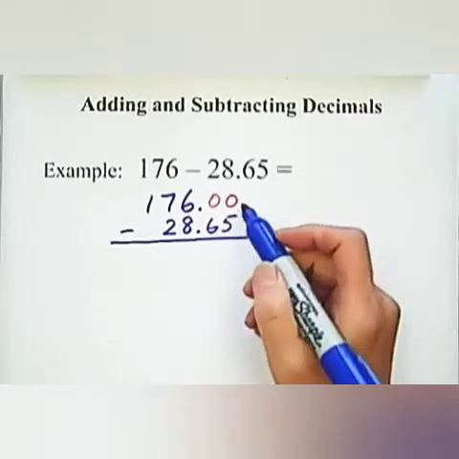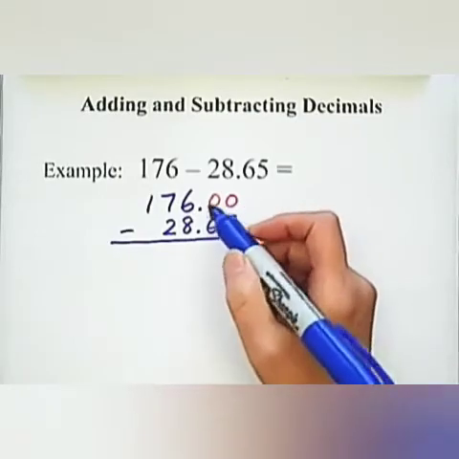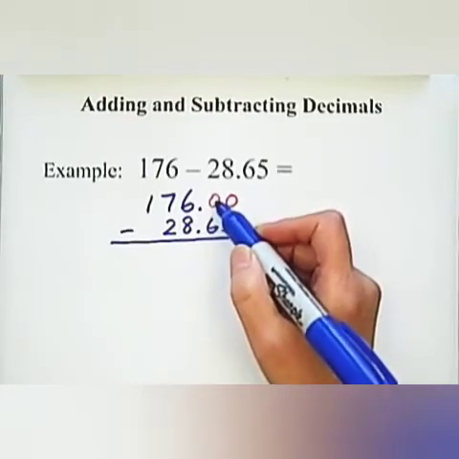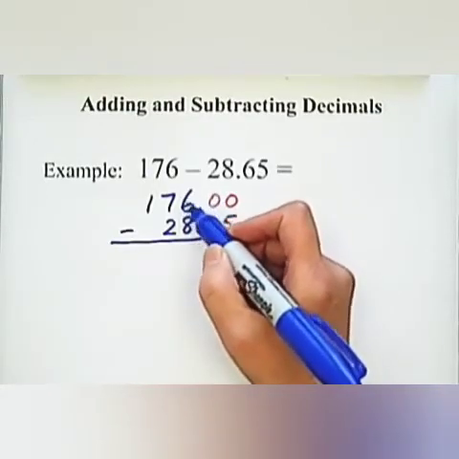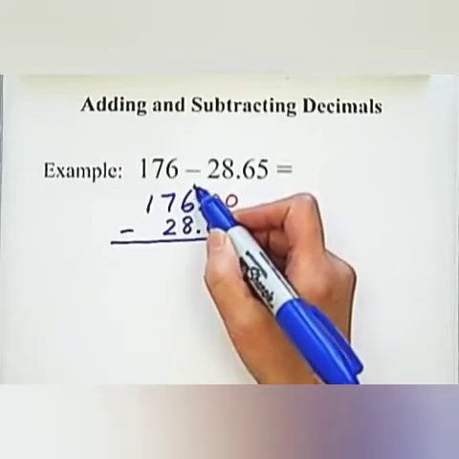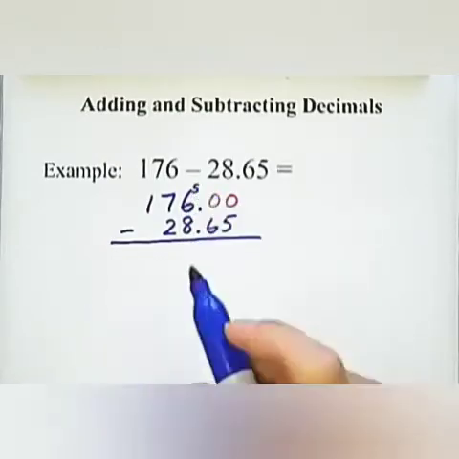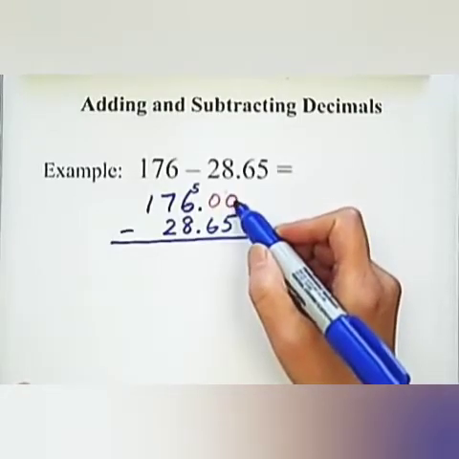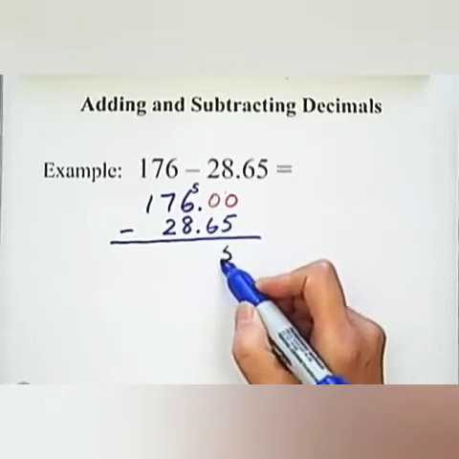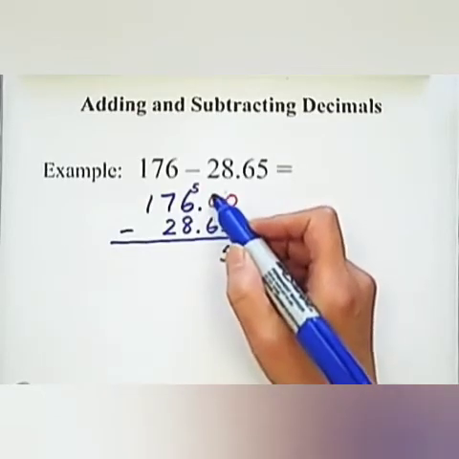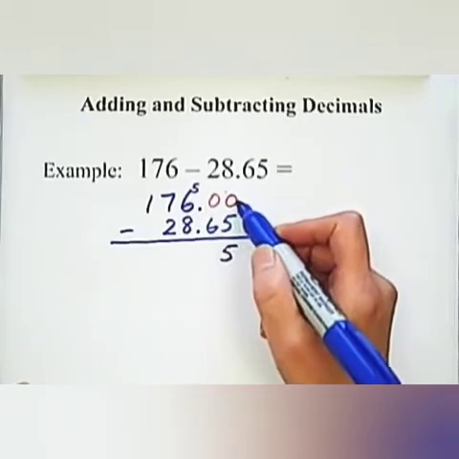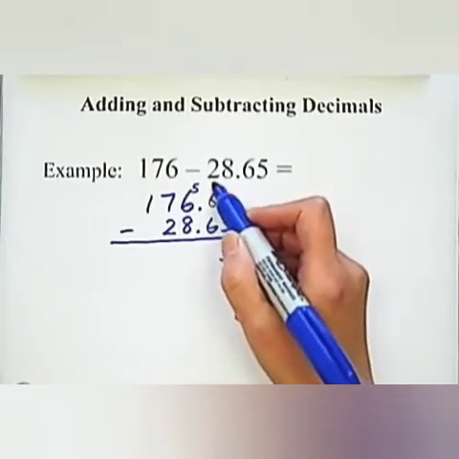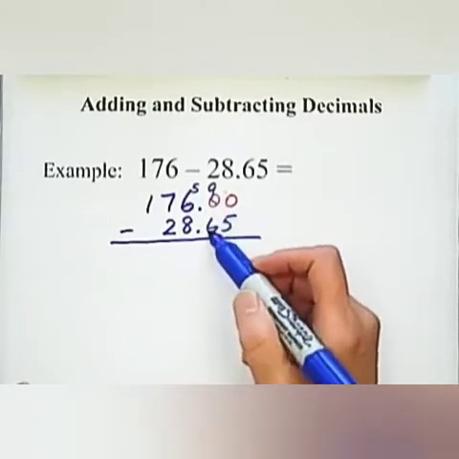When subtracting 0 minus 5, we need to borrow 1 from the next number. This digit is also 0, so we need to borrow from 6. This becomes 5. So this is 10 minus 5 equals 5. After borrowing 1 to this digit, this becomes 9, right? So 9 minus 6 equals 3.